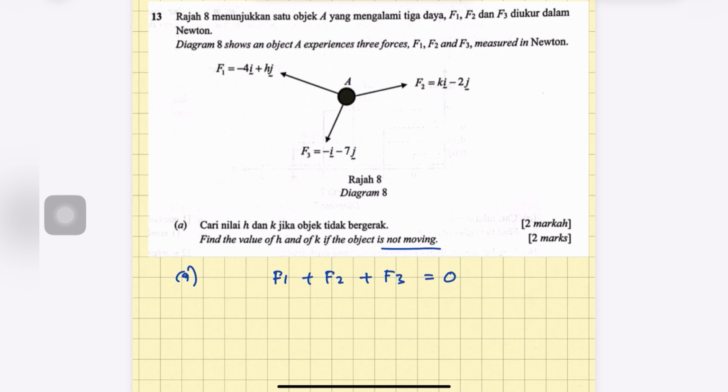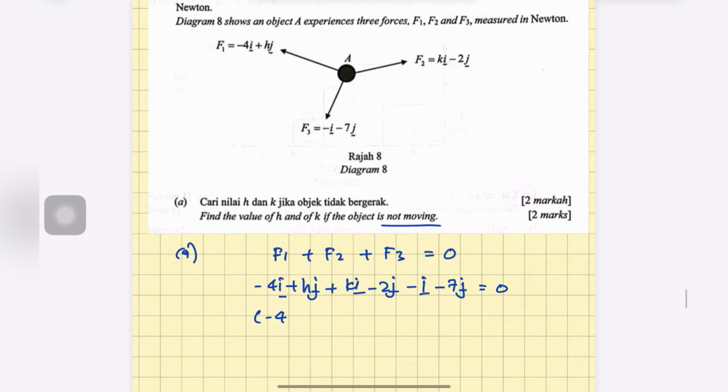Okay, F1 is negative 4i plus hj. F2 is ki minus 2j. F3 is negative i minus 7j, equals 0. So then we group together vector i and vector j. So here negative 4 minus 1 plus k i, plus h minus 7 minus 2 j equals 0.